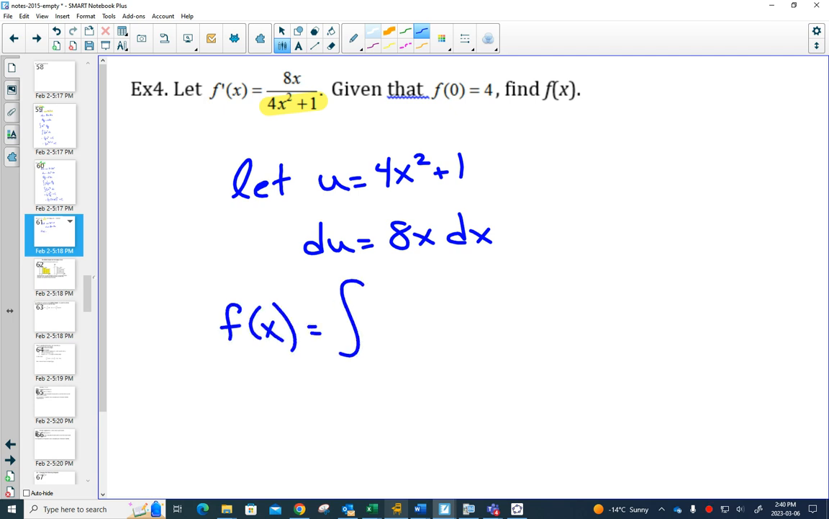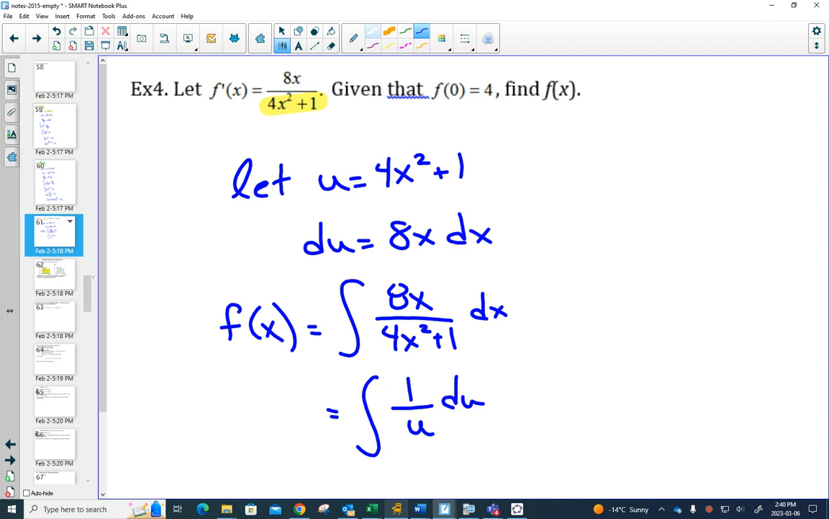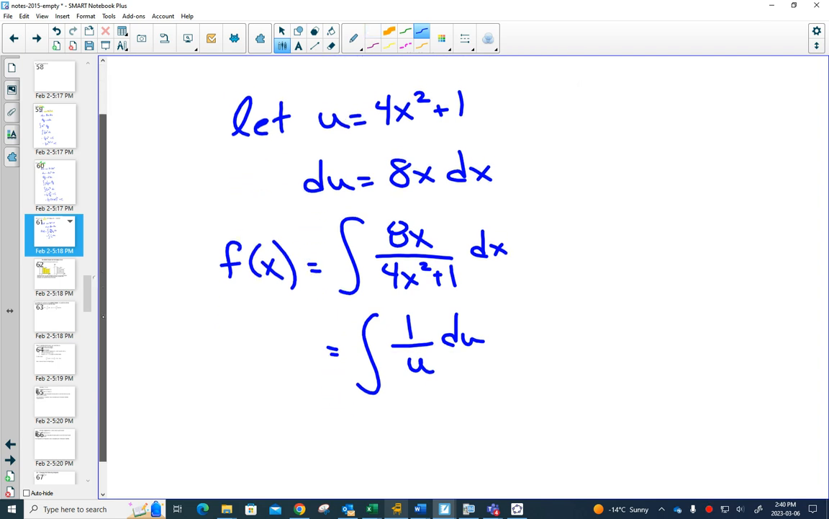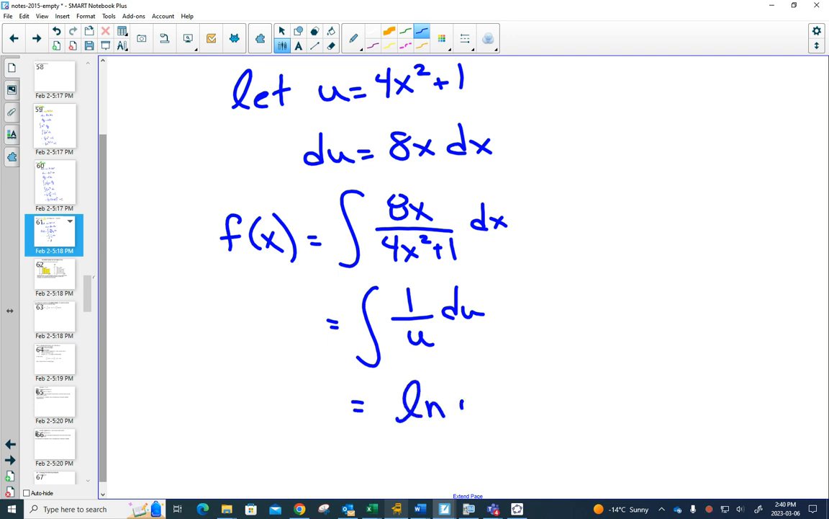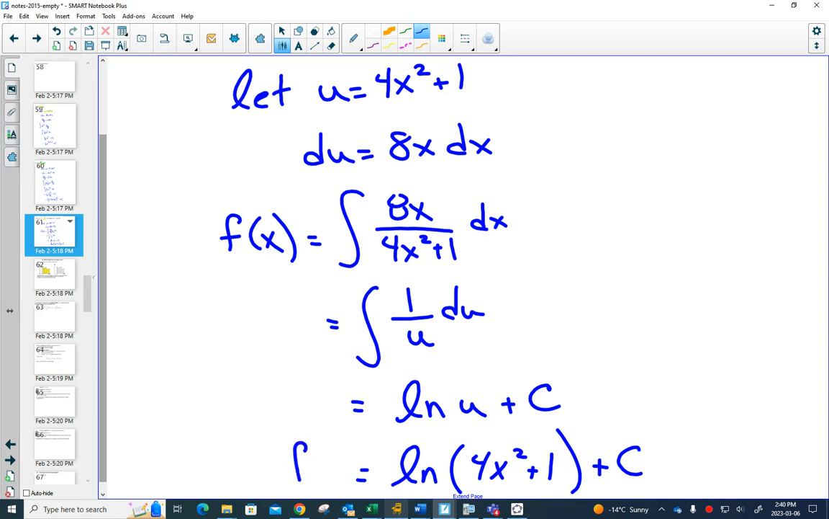f of x will equal the integral of 8x over 4x squared plus 1, because that's our derivative, dx. Substituting back, we would have the integral of 1 over u du. And this becomes the natural log of u plus c, or the natural log of 4x squared plus 1 plus c. So now we have an equation for f of x.